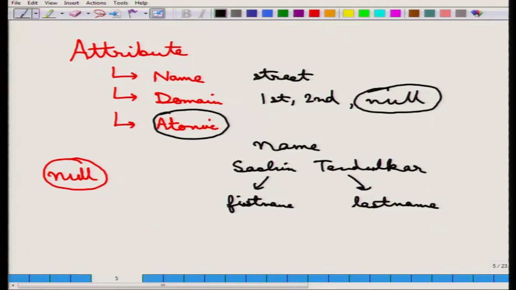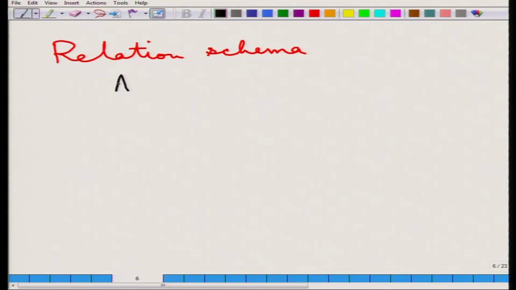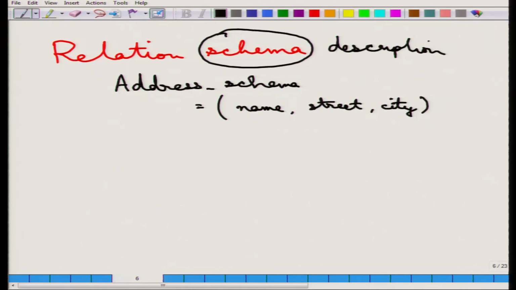The next concept that we need to define is called a relation schema. The sets that we defined earlier define the relation schema. So going back to our example, the address schema. What is an address schema? An address schema says that it must have three fields: the first field is name, the second field is street, and the third field is city. A schema essentially means a description of the relation, and something more, but very roughly it means a description. The address schema contains a name, a street and a city, and a relation is defined over a schema.